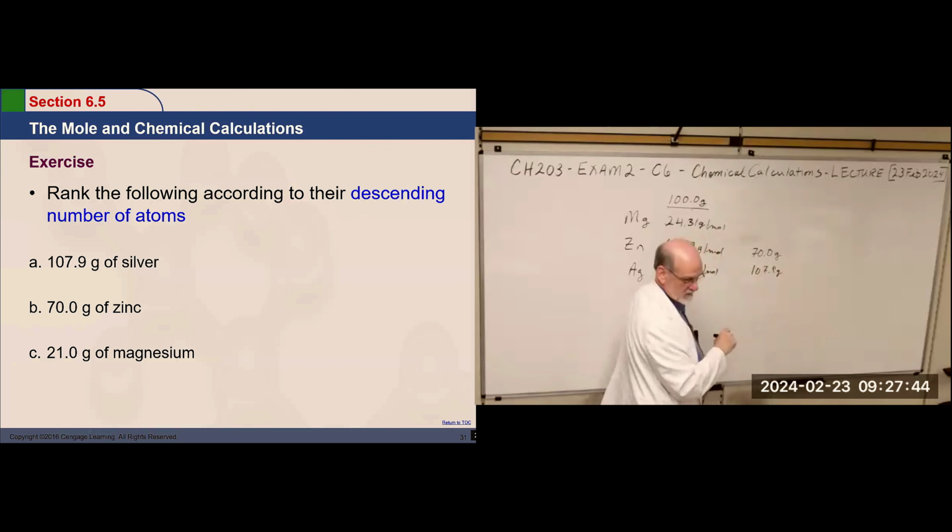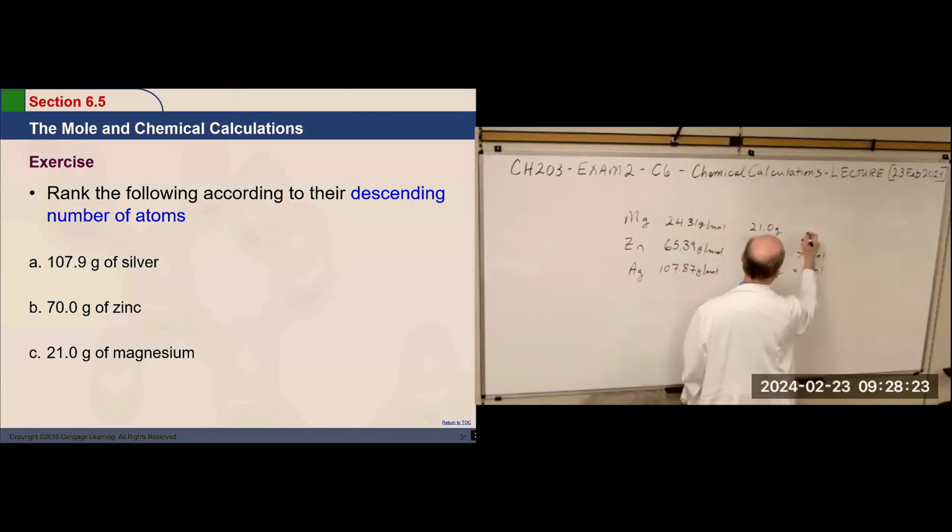This one. Silver is 1 mole, isn't it? Right, close enough. How about this one? That's greater than a mole. That's equal to a mole. That one's greater than a mole, and 21 is less than a mole.